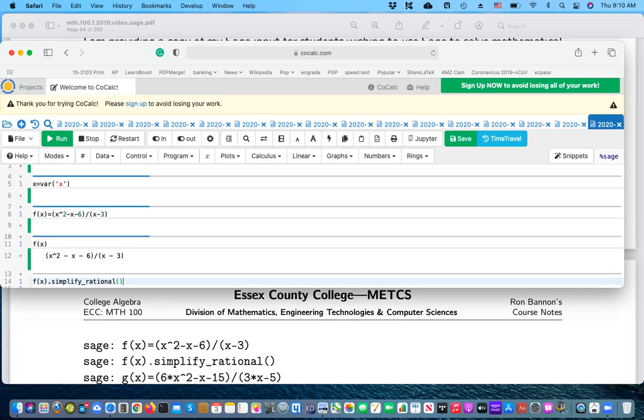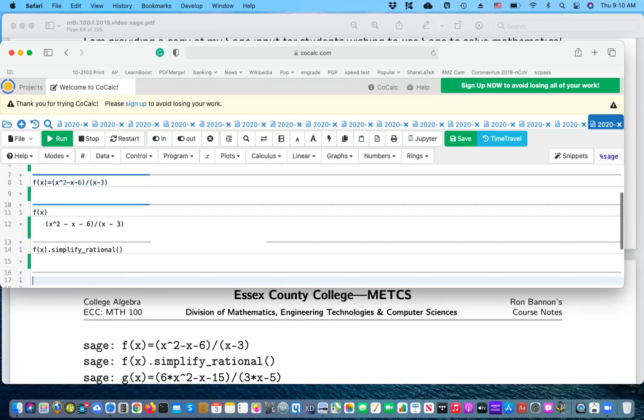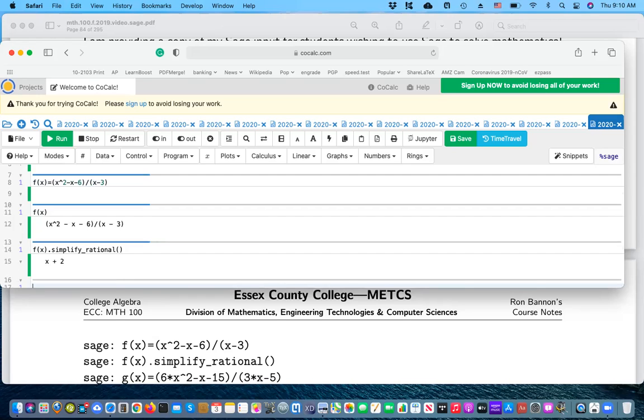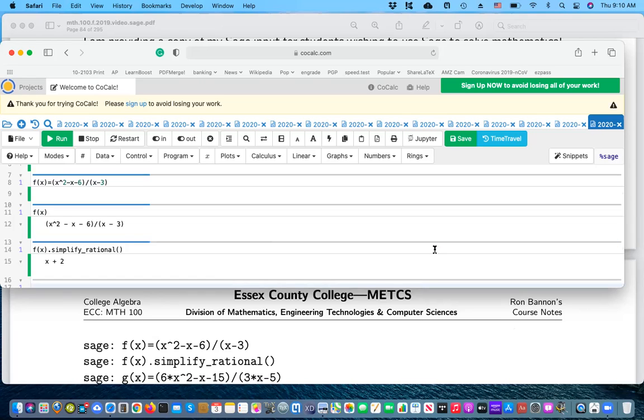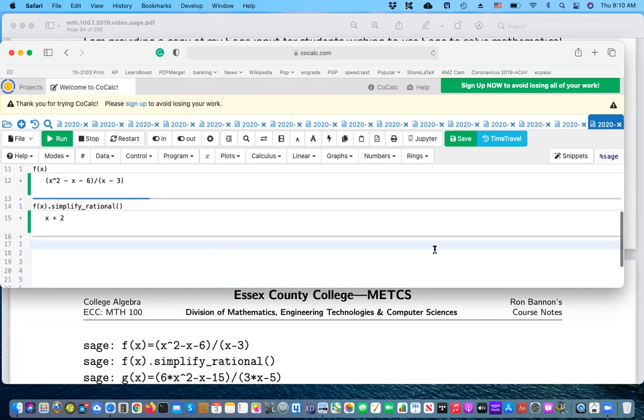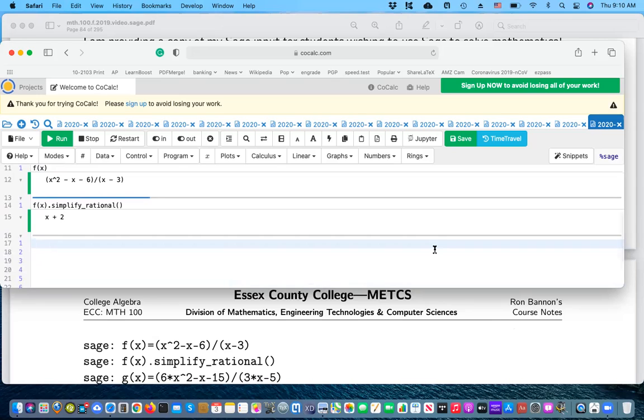This is a function call. I know that sounds like a big word to you, but I'm calling a function in Sage. It's a Python function that's going to attempt to simplify that rational f of x. Let's see if it does. It's working on it. x plus 2. That's not bad. What do you think it did? Well, you might say, oh, I think it did long division. It might have done something different, but we've done that problem, and we got x plus 2 by long division.